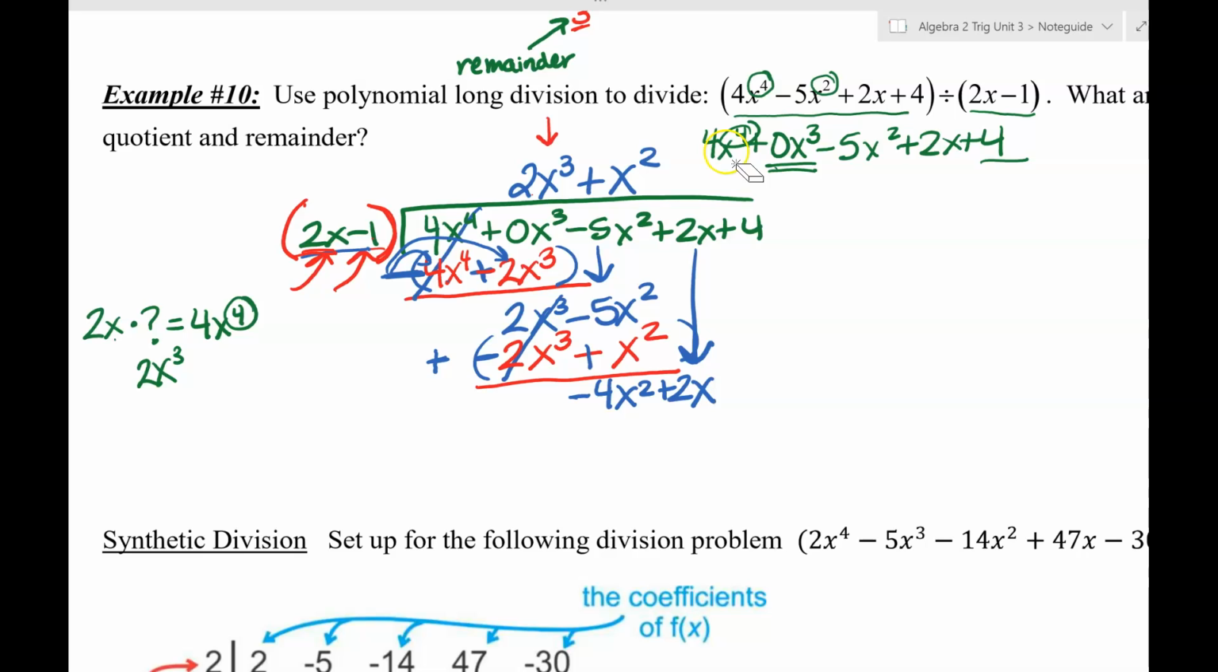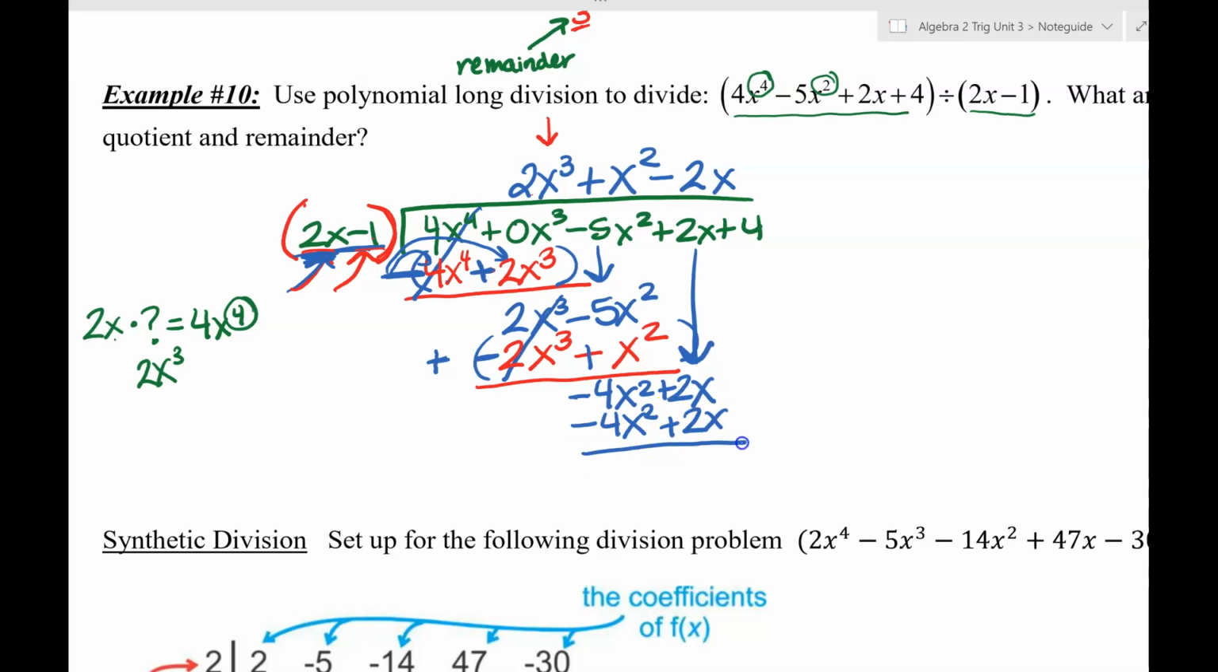I want to fill in the next spot. In the next spot, I would be asking myself, what do I want to multiply by 2x minus 1 to get negative 4x squared plus 2x? Again, focusing on the first terms matching. What times 2x will make negative 4x squared? So I would choose negative 2x. Negative 2x times 2x makes negative 4x squared. Negative 2x times negative 1 makes positive 2x.